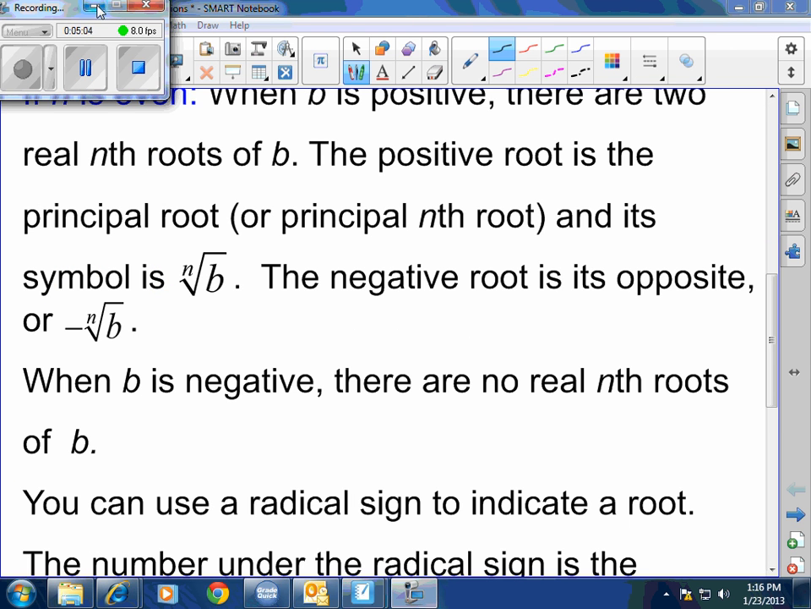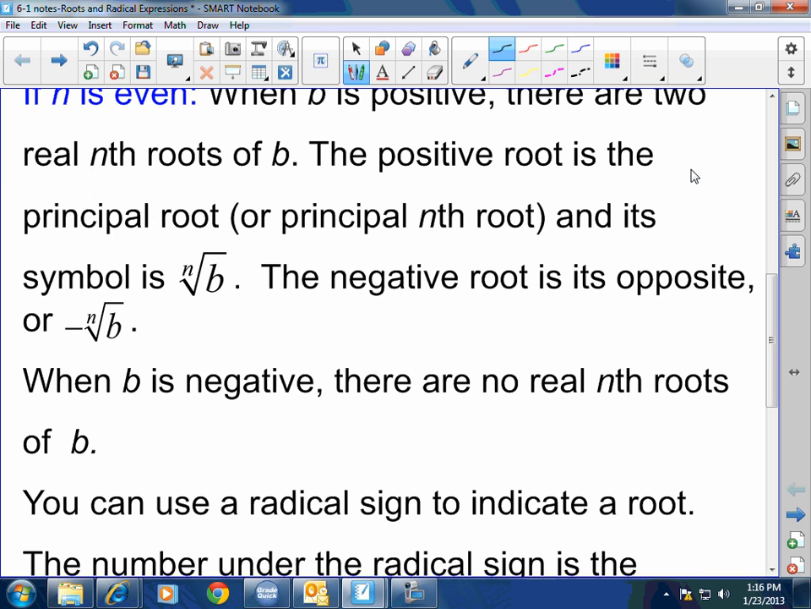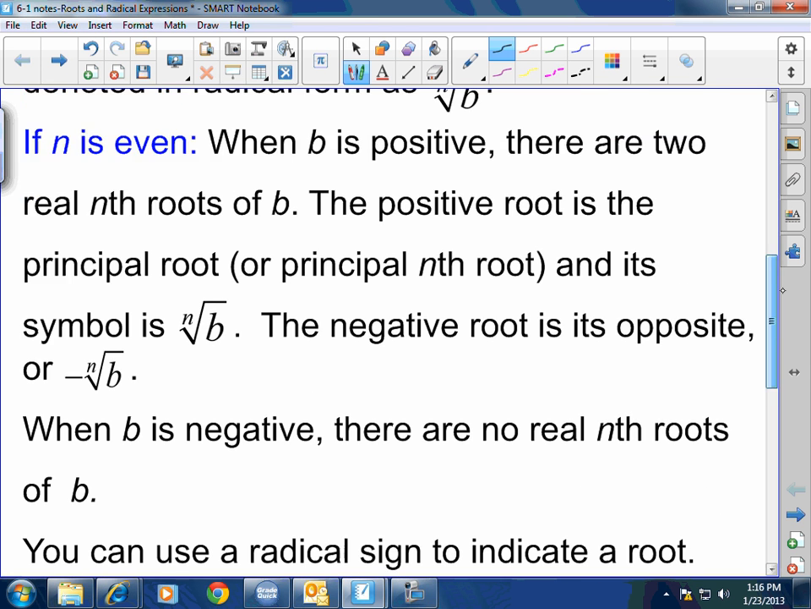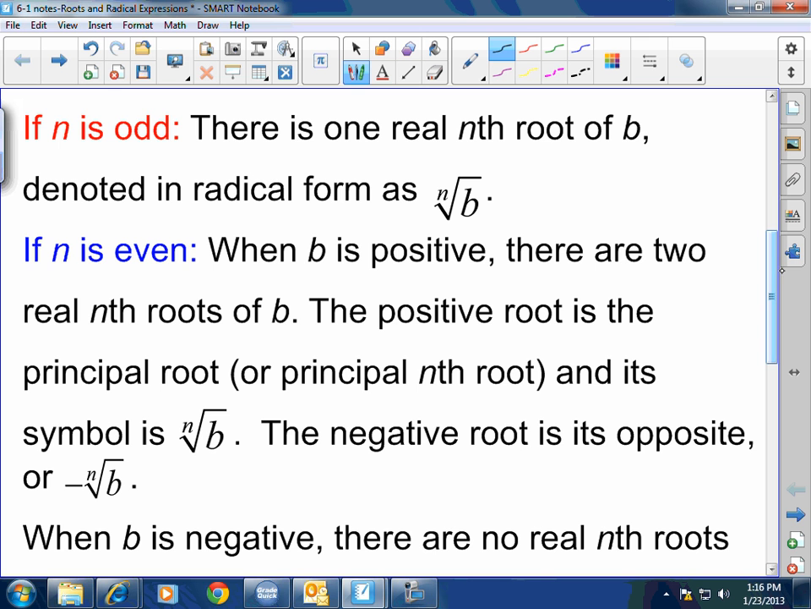Okay, guys. Now, sorry about that. So let's get back to this. So if n is odd, okay, if the root is odd, there is one real nth root of b, denoted by radical form as nth root of b. Okay, what am I talking about? I'm talking about this. If I have, for example, the cube root of 8, what would that be? 2. Guys, what if I had the cube root of negative 8? It'd be negative 2. Very good.